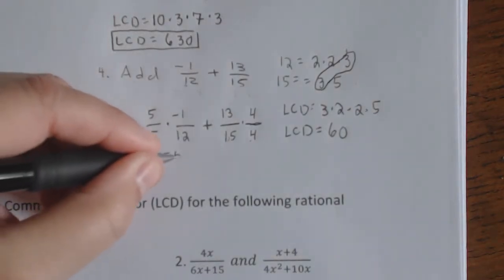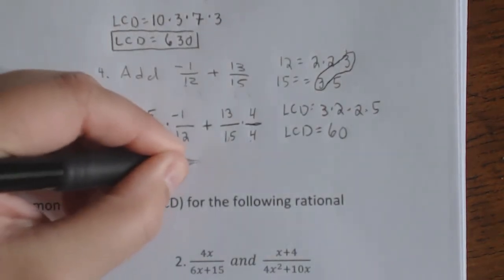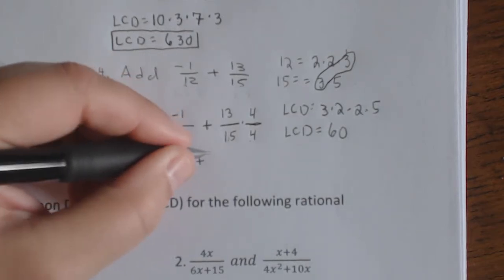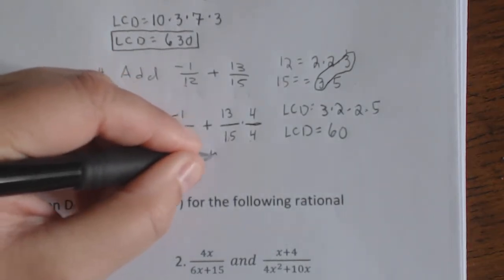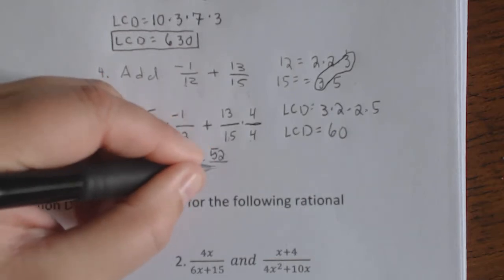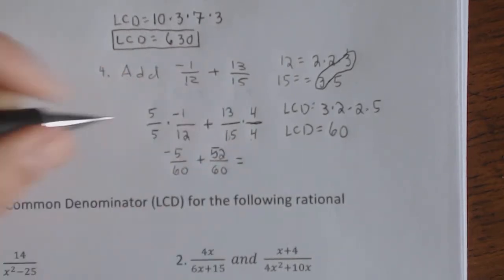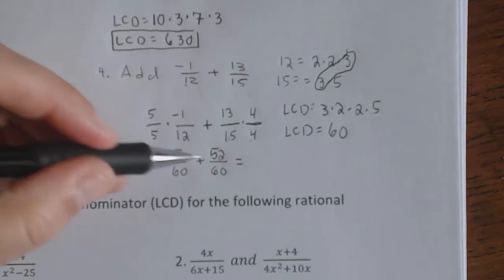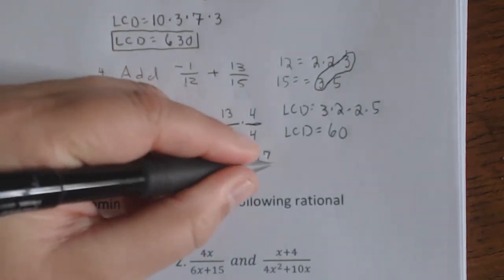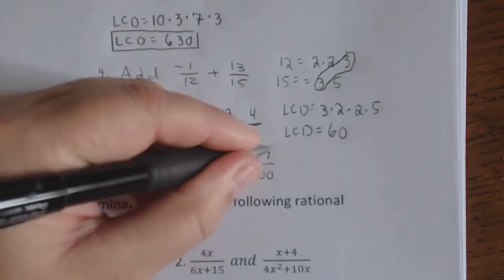So that's going to give me negative 5 over 60 plus 13 times 4, that's 52 over 60. And then I'm going to add, using my addition rules, negative 5 plus 52 is a positive 47 over 60.